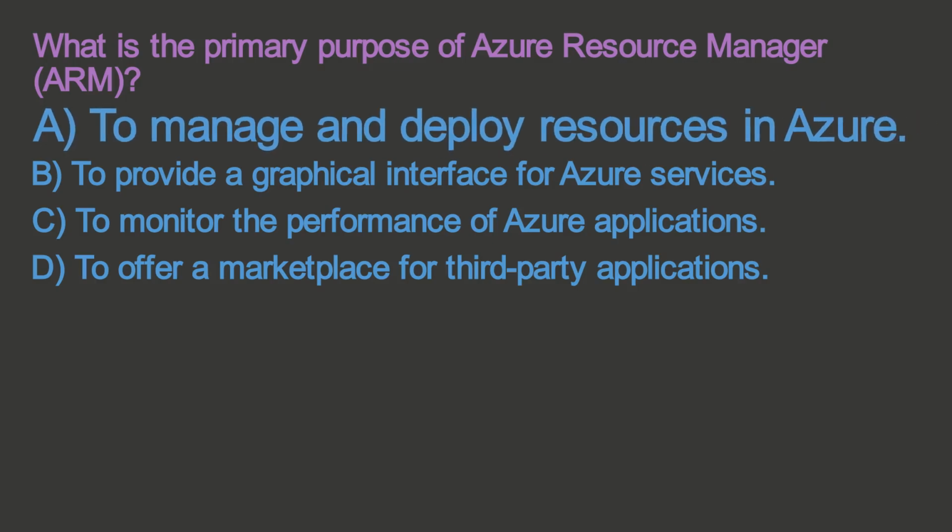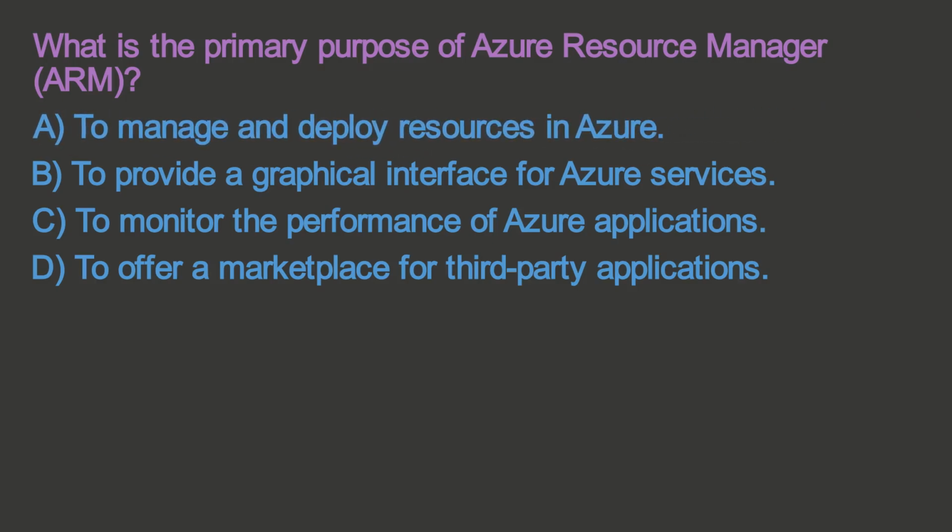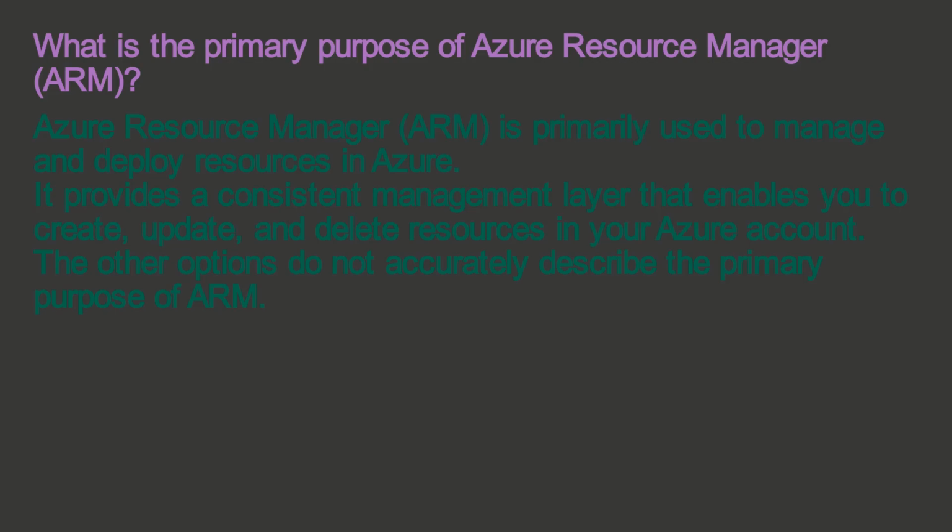The correct answer is A. To manage and deploy resources in Azure. Azure Resource Manager is primarily used to manage and deploy resources in Azure. It provides a consistent management layer that enables you to create, update, and delete resources in your Azure account. The other options do not accurately describe the primary purpose of ARM.